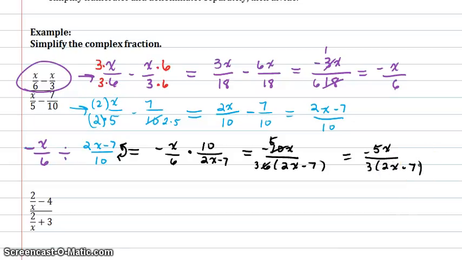Okay, so I will recap what I did. I simplified the numerator, simplified the denominator, rewrote it as a division problem, and then changed it to a multiplication problem and multiplied across. Remember, you don't need a common denominator to do multiplication or division, only addition and subtraction.